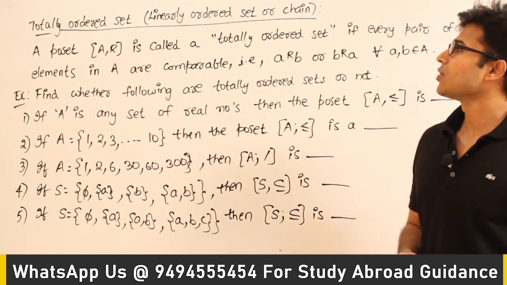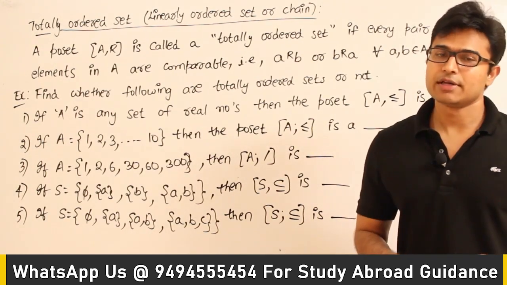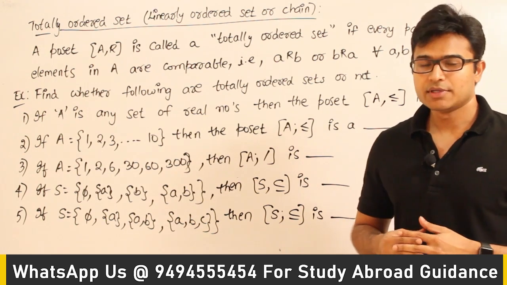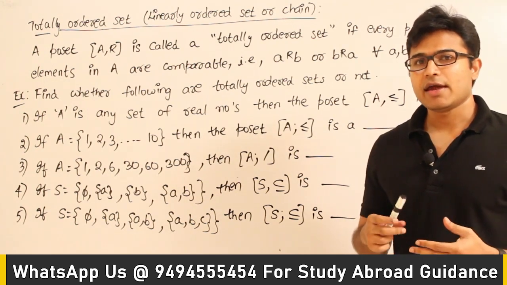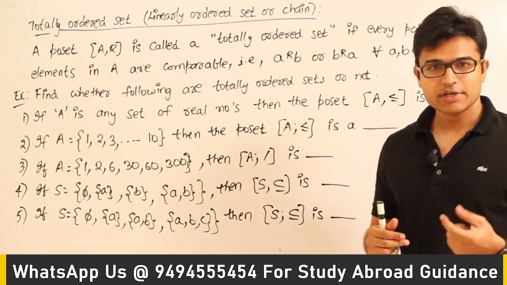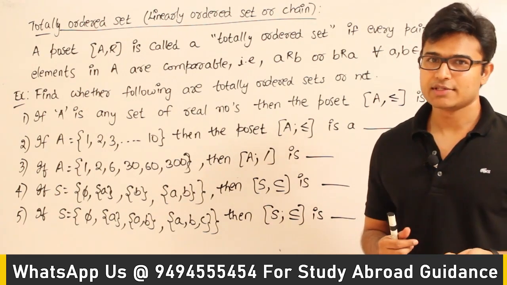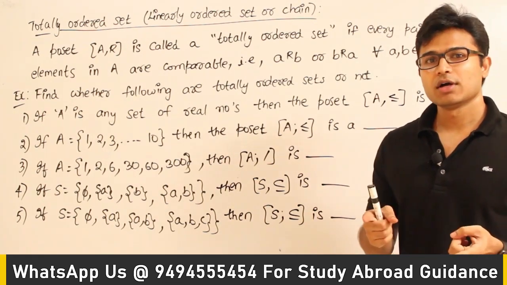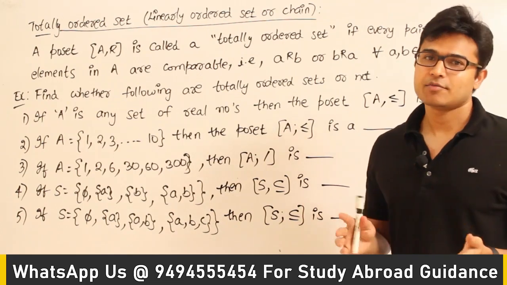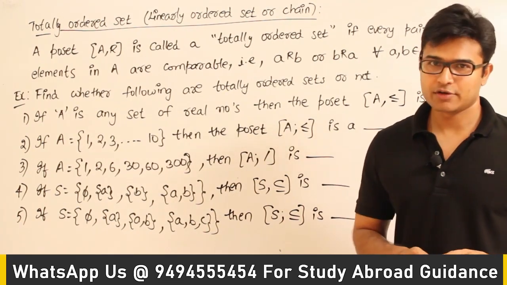Now let's see the concept called total order relations. Totally ordered means if you have a set and a relation on that, and if you take any pair of elements from the set, if those two participate in the relation somehow, then it is called totally ordered.